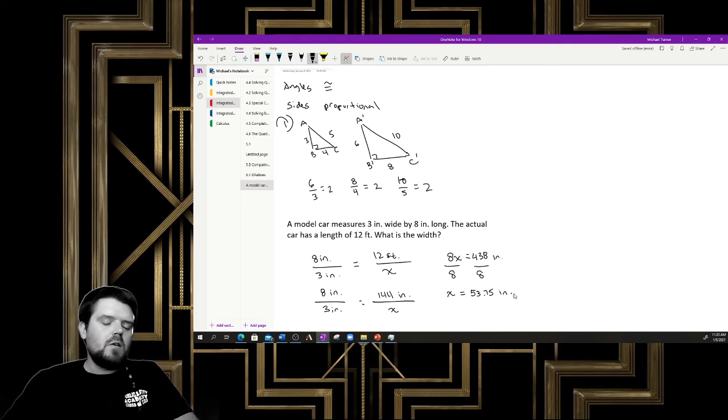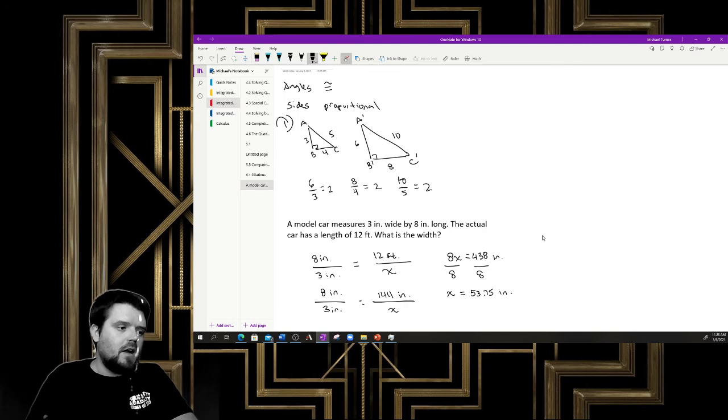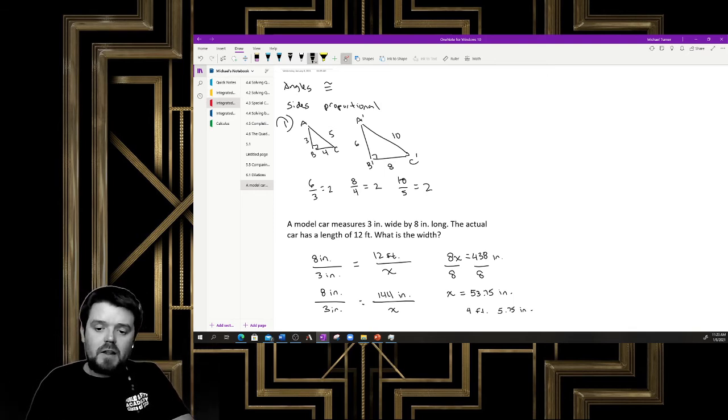This is inches. I could leave it like that if I want to, but because the actual car length was 12 feet, I probably want to convert that so that it's in terms of feet also. So if I want to do that, I would do the inches divided by 12, but again, that's optional. Otherwise, I can leave it as is. Because this is a word problem, of course, I would want to answer that in a complete sentence. As we've mentioned before with word problems, it doesn't have to be a long sentence, but it does need to be a complete one.